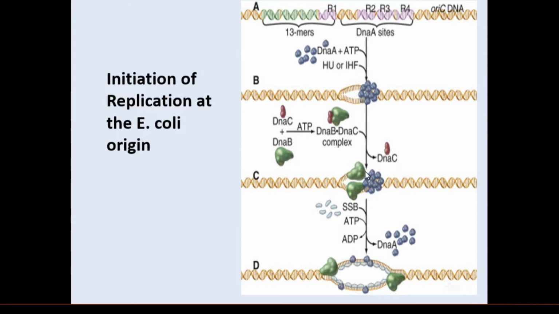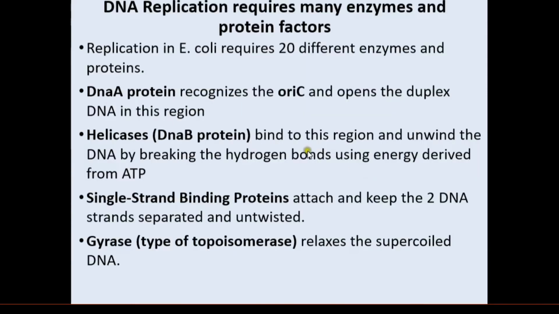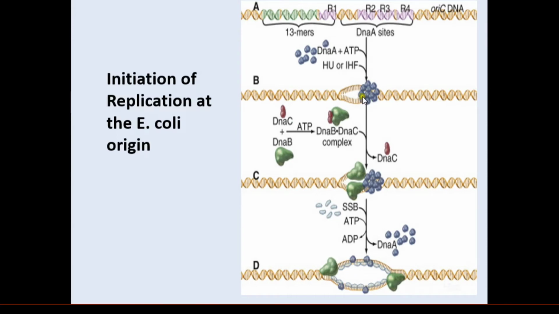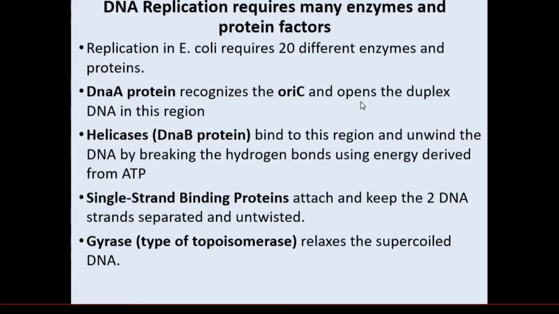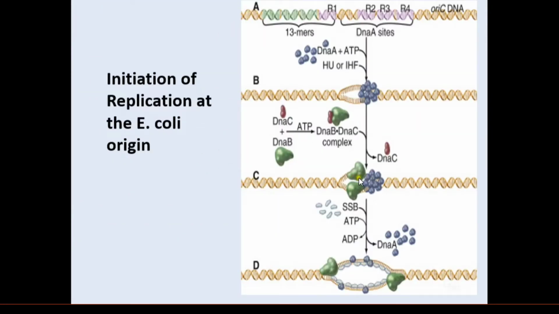So, first of all, DnaA protein recognizes the oriC region and binds that region, and at this site it denatures the DNA, that is, opens and separates the strands. After that, helicases, also called DnaB protein, bind to this region and unwind the DNA by breaking the hydrogen bonds using energy derived from ATP. So further unwinding of the DNA occurs by helicases.